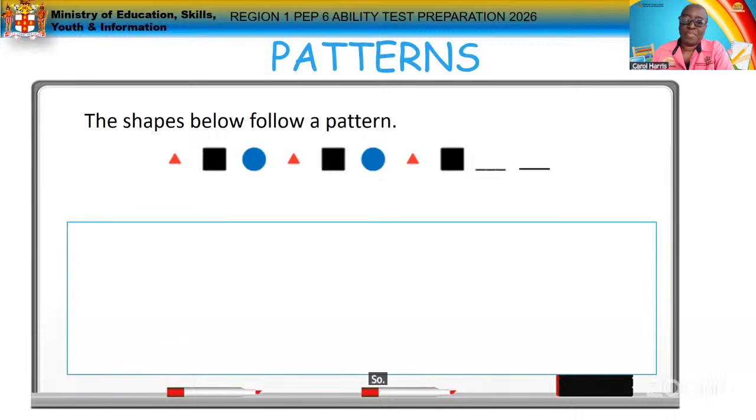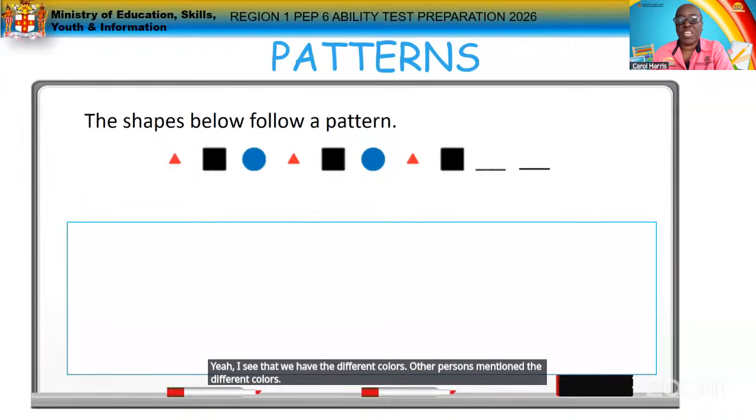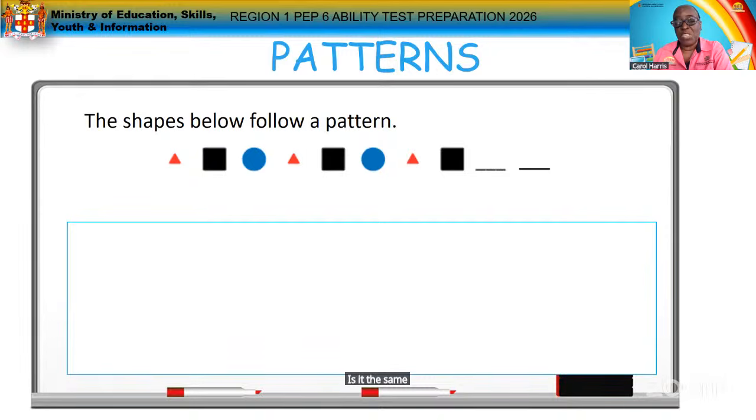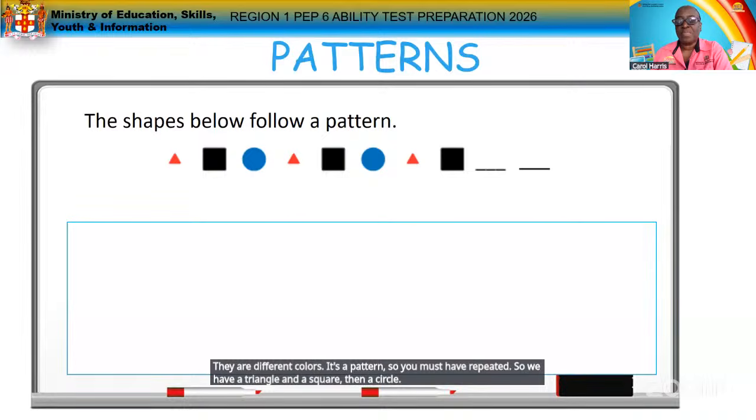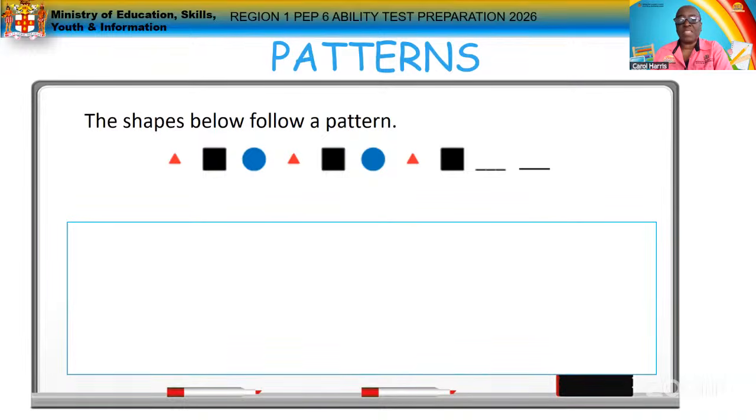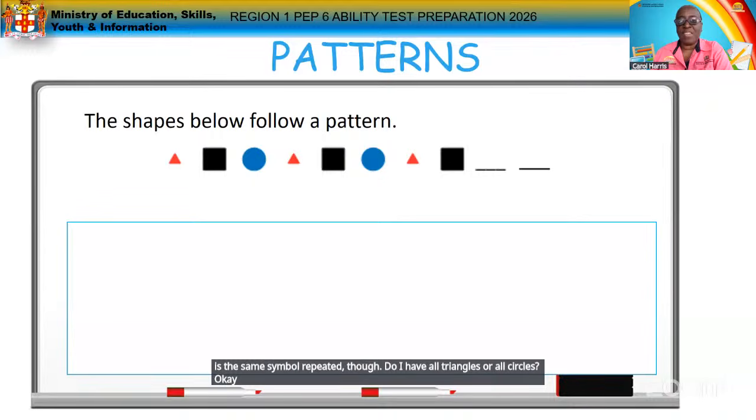Type in the chat for me the shapes that we have. Yes, we see that we have the different colors. Other persons mentioned the different colors. I hear something about the shapes themselves. Is it the same shape that is each time being used? There are different colors. It's a pattern, so you must have repetition. So we have a triangle, then a square, then a circle. Is the same symbol repeated though? Do I have all triangles or all circles? Okay. So it's a triangle, then a square, then a circle.